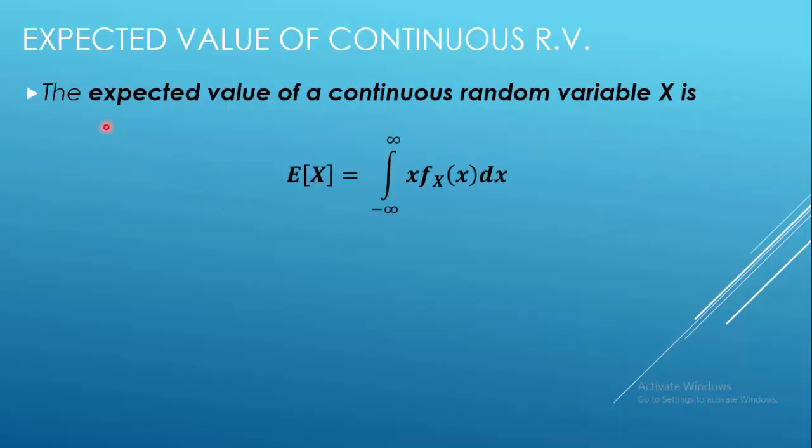The expected value of a continuous random variable is simply found by multiplying x by the PDF function f of x, and then integrating it over the interval from -∞ to ∞. That gives us the expected value of X.